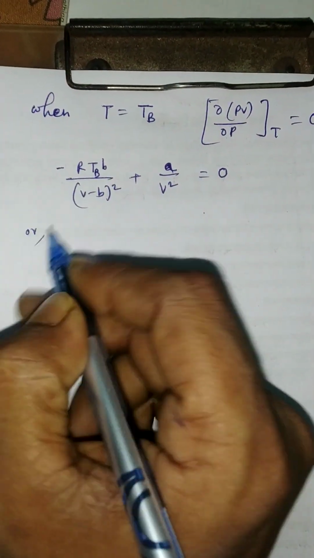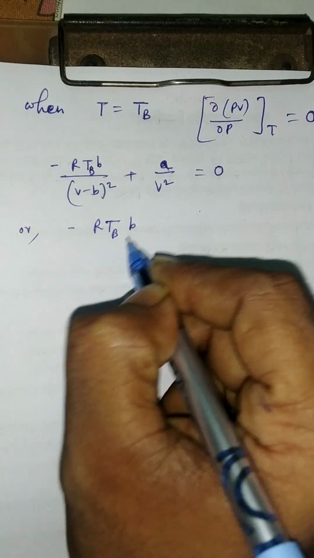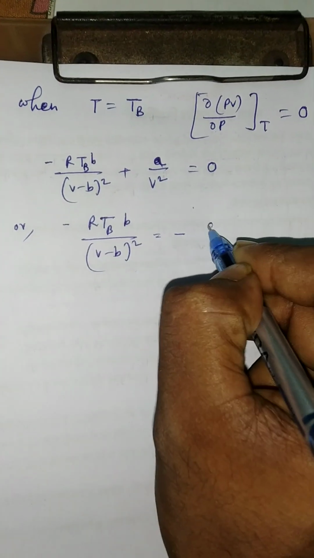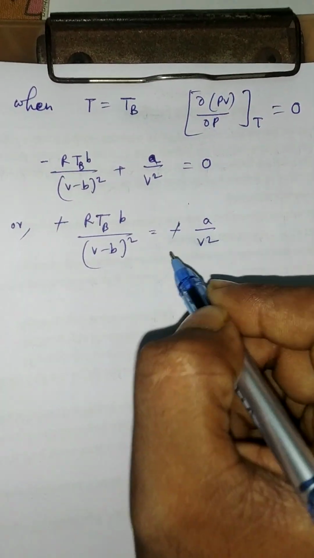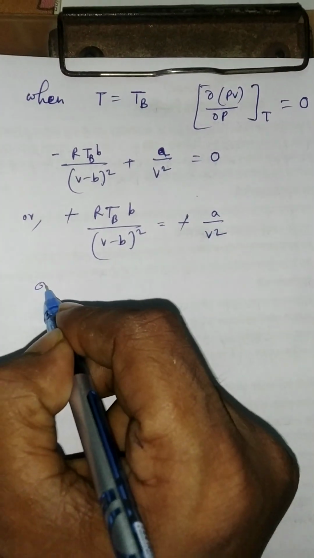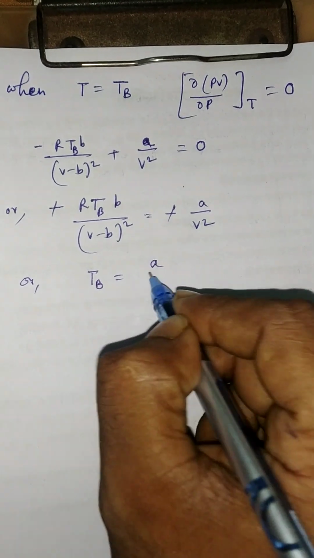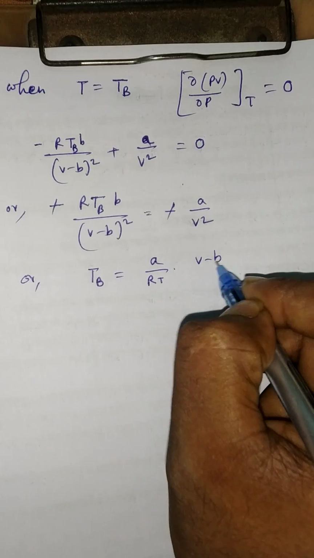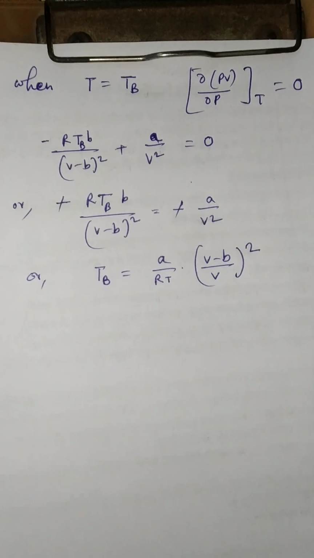Or we can write -RT_B b by (V - b)² equals to -a by V², minus cancelled out, or T_B equals to a by Rb into (V - b)² by V².